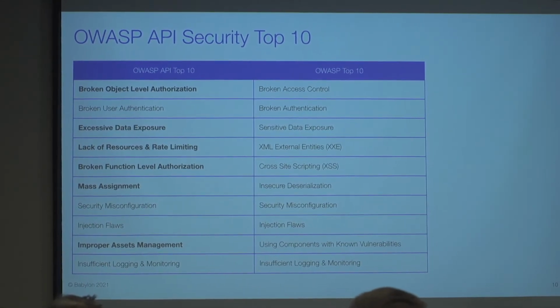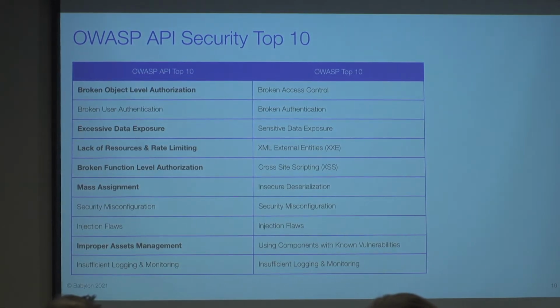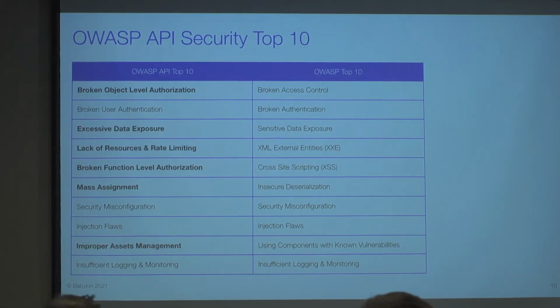I just wanted to put it here to drive the point that there are similarities in the way that web app vulnerabilities and API vulnerabilities are seen, but there are also differences. If you look at the bolded text, there are some key differences, right? For example, rate limiting becomes very important. You cannot have people calling your API and getting your data any number of times.